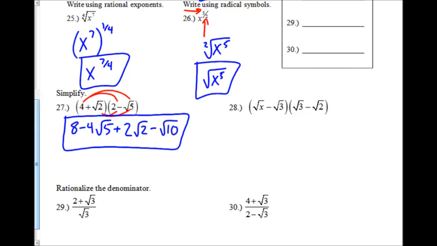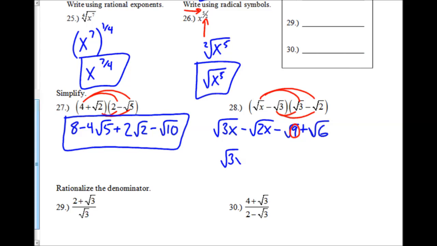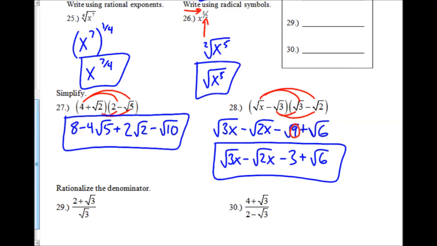Okay? The next one, I apply the same thing. I'm going to distribute the root x. Things on the inside times things on the inside. That's a root 3x minus a root 2x. And then I do the same thing with the negative root 3. So that's going to be a negative root 9 plus a root 6. And now I look to see if anything can be simplified. The square root of 9 is a 3, so I can write him as a 3. But really nothing else is like radical terms here, so I can't combine anything else. So I'm just going to leave it the way it is. Okay, that's the best I can do. All right?